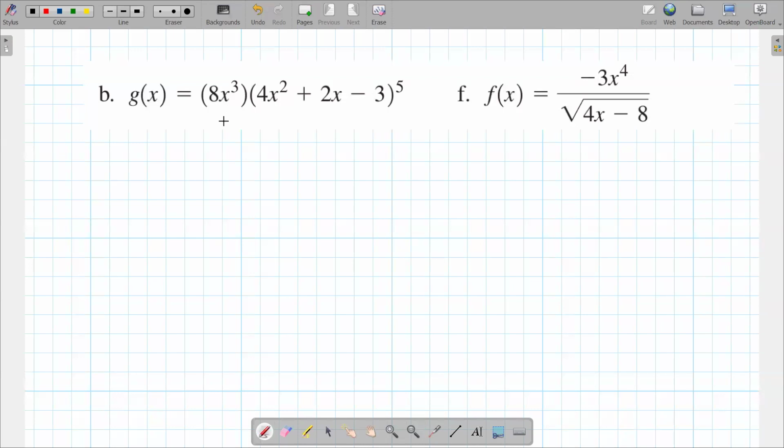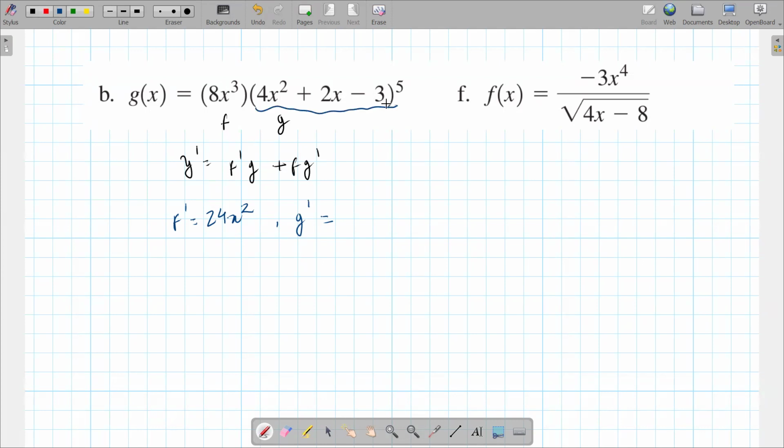So part B is a product rule question. So we know for a product rule question, y prime, the derivative, is f prime g plus f g prime. So here's what I'm going to do. I have my f, I have my g. I'm going to find f prime. F prime is 24x squared. What's g prime? What's the derivative of this?